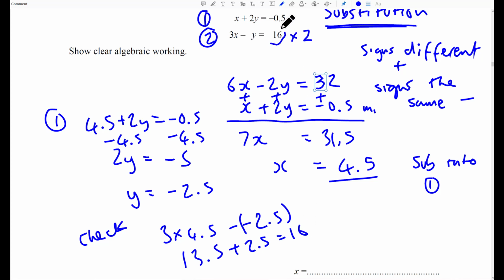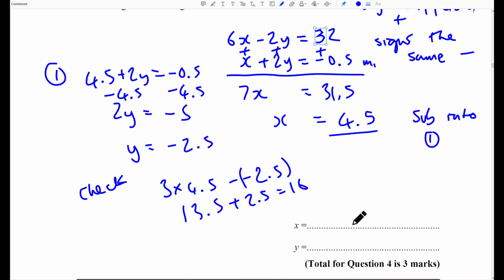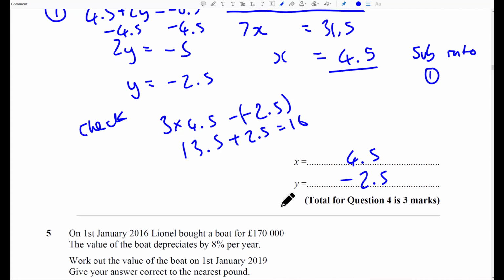Is that the answer there? It is, so perfect. We know we've got that right. We're going to feel good about ourselves. We've got a guaranteed 3 marks right there. Some more marks in your pocket.